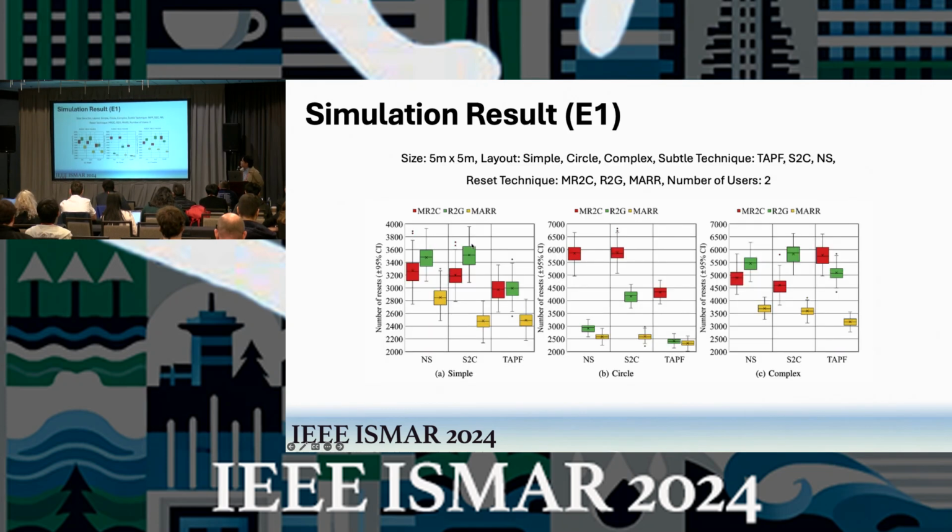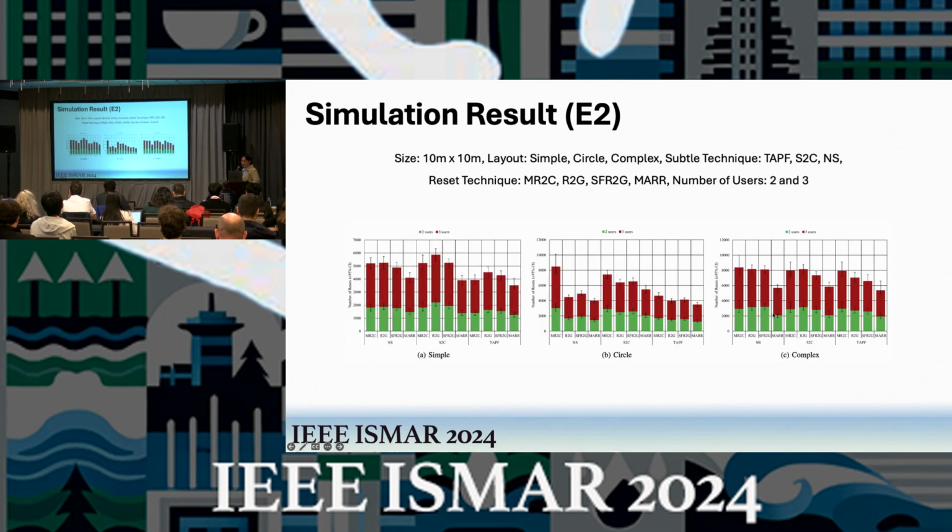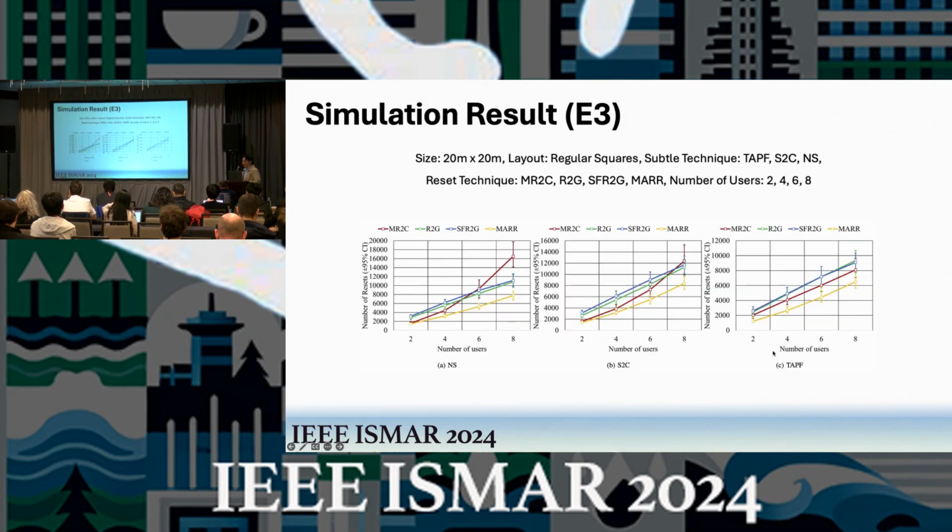So as you can see in experiment 1, the yellow one is our MARR model's performance, and compared with other existing reset techniques, it decreased the number of resets during the RDW scenario in small physical space. Even when we slightly increase the size to 10 meters by 10 meters, the number of resets is still better than other reset controllers. And finally, we make the physical space very large, like 20 meters by 20 meters. MARR's performance was still good, regardless of the number of users or the layout of the physical space.